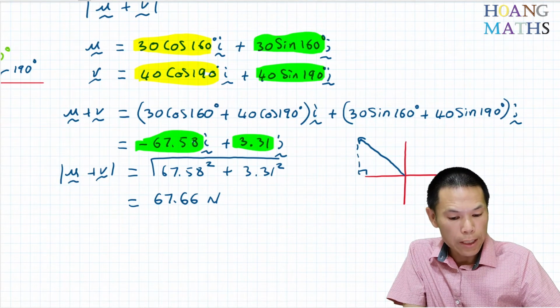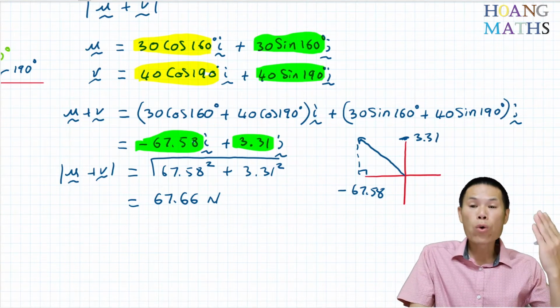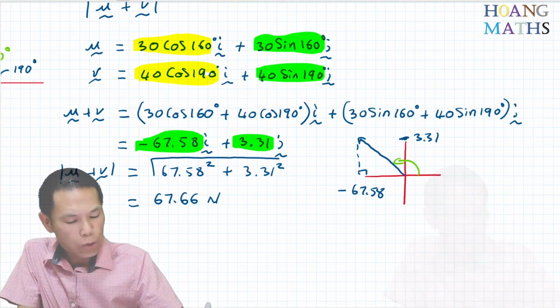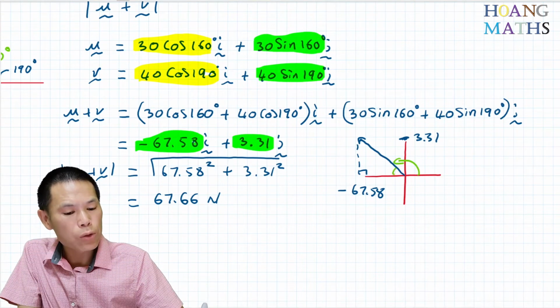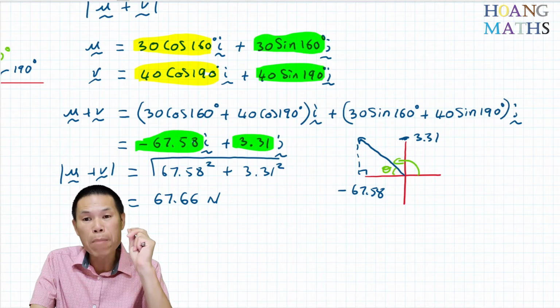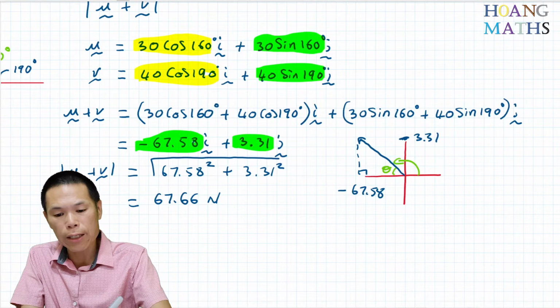So this is negative 67.58, and this is 3.31. Okay. Now to work out the direction, this is what we're after. To work out this direction, let me work out the reference angle first, and then we use 180 minus angle theta. That will give us the direction of the resultant vector.